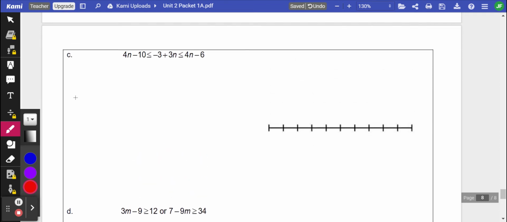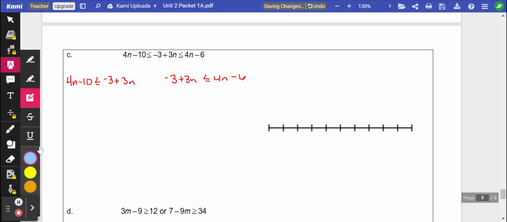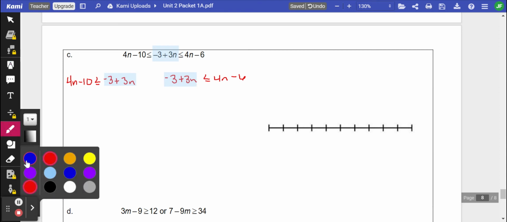Let's do another one. 4n minus 10 is less than or equal to negative 3 plus 3n, and then negative 3 plus 3n is less than or equal to 4n minus 6. So remember, when we split this up, this part has to stay the exact same in both of those inequalities. So be really careful with that.